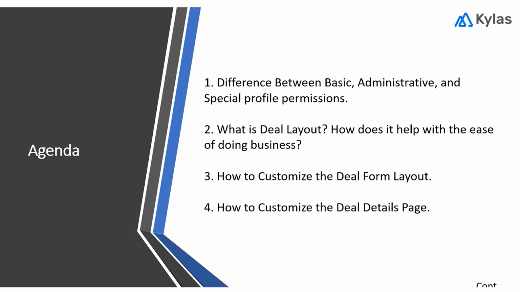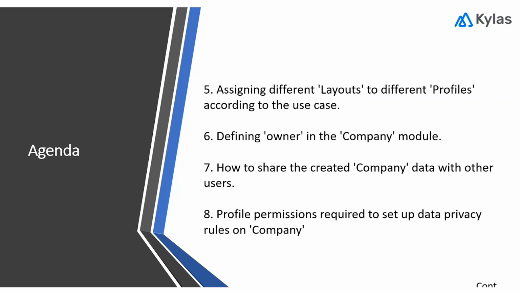Then we saw how a deal form layout can be created, how we can add different fields into it, and add a section and add a field with simple drag and drop. Also, we have seen the deals detail page, how it will look when we assign a layout to the user. Following that, we have seen how these different layouts can be assigned to different profiles, for example the pre-sales, sales, post-sales teams.